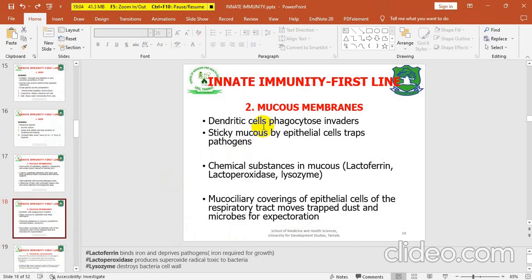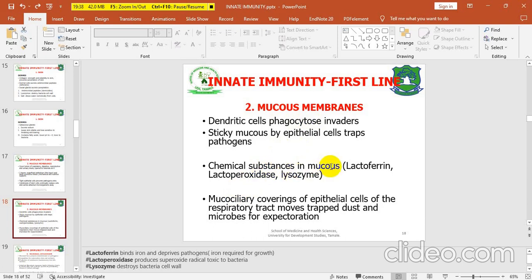Okay, let's look at dendritic cells. Dendritic cells phagocytose invaders. Sticky mucus by epithelial cells traps pathogens. So I've said the sticky mucus already. Dendritic cells are located in the skin. They are located in tissues. They are found in tissues, and they are phagocytes. They are also antigen presenting cells.